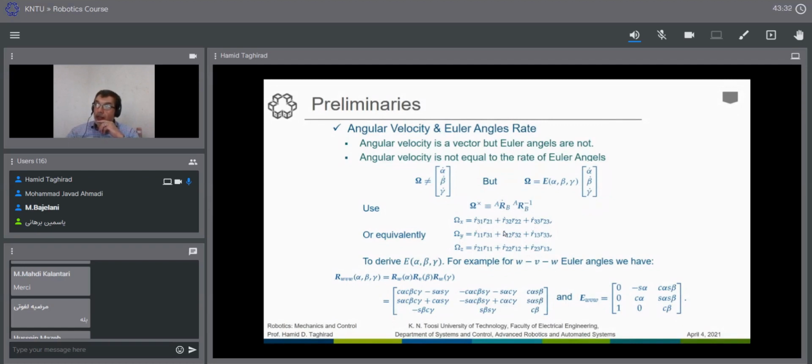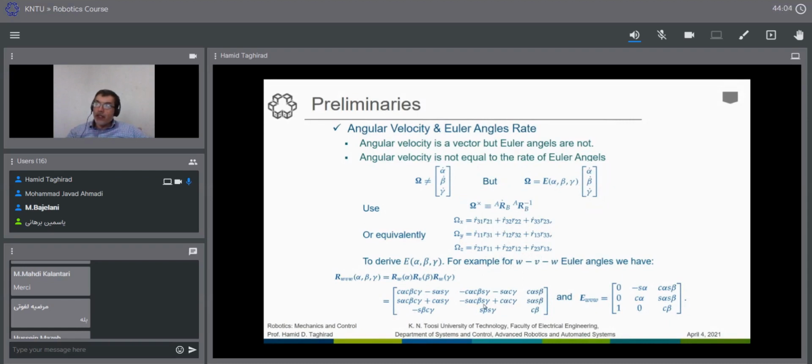And if we do that, then we can factorize alpha, beta, gamma and find the E matrix. This is usually a difficult manipulation at the beginning, but it comes out with a very simple result. For example, for the WVW Euler angle, we have given you the R before in the previous chapter. Do this manipulation. This is the R matrix.